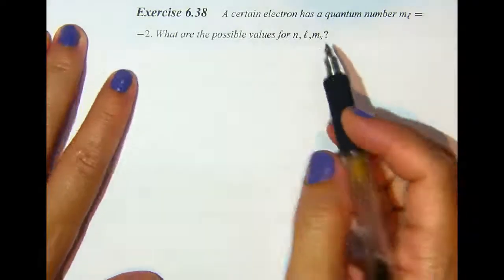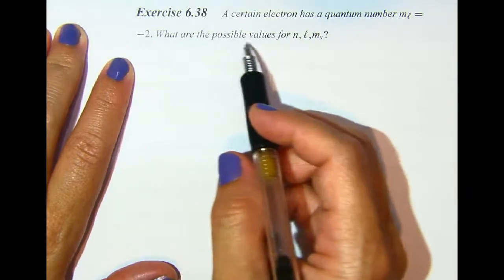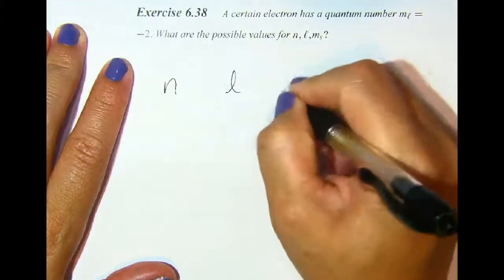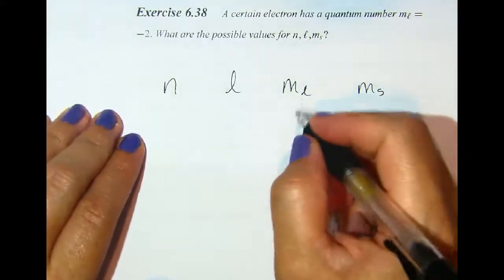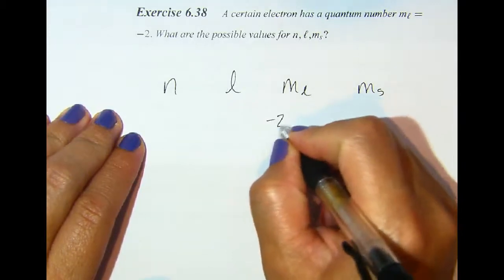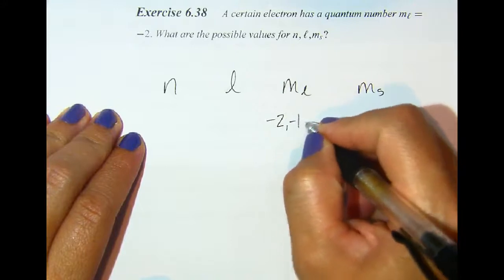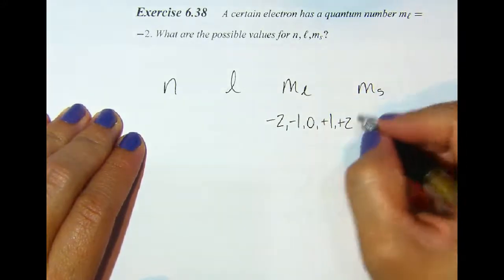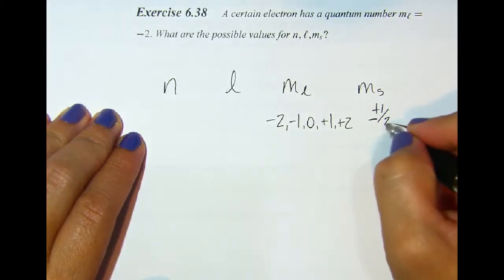A certain electron has a quantum number M sub L equal to -2. What are the possible values for n, L, and M sub S? So here we can write out our little chart, and you have an M sub L value that could be -2, which means that it can range from -2 up to +2. Each M sub L value can have a plus or minus 1/2.